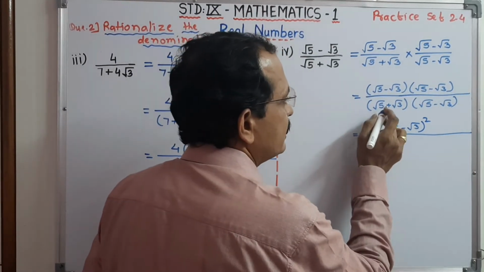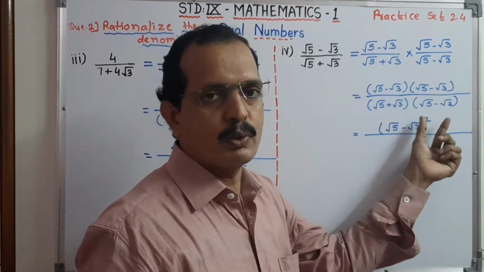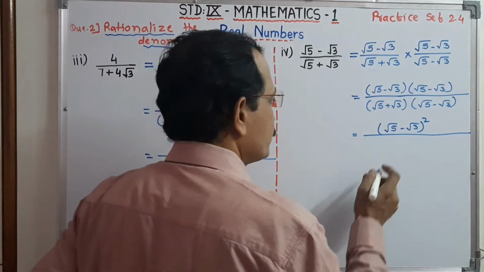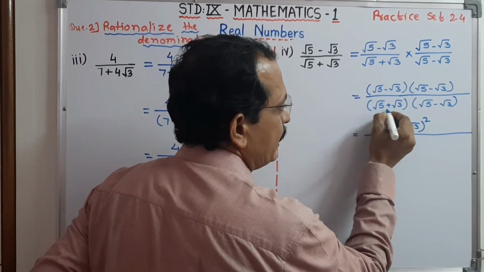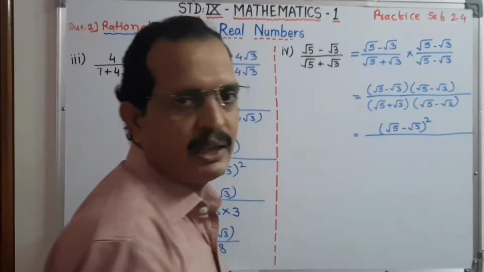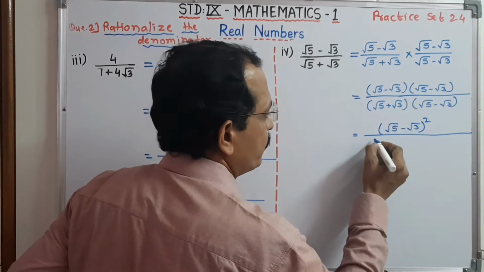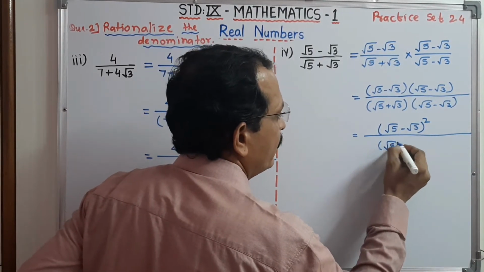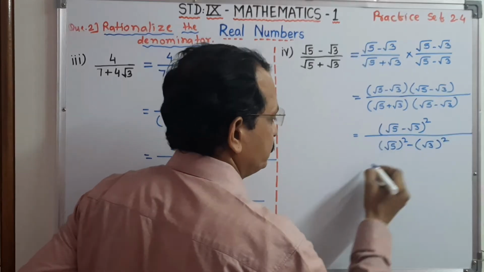Now see here, I think everyone understood this. These brackets are the same, therefore we are taking the square. Now see here, here also root 5 plus root 3, that means A plus B, and here it is A minus B. We have to use the A square minus B square formula. Therefore we can write here root 5 square minus root 3 square.